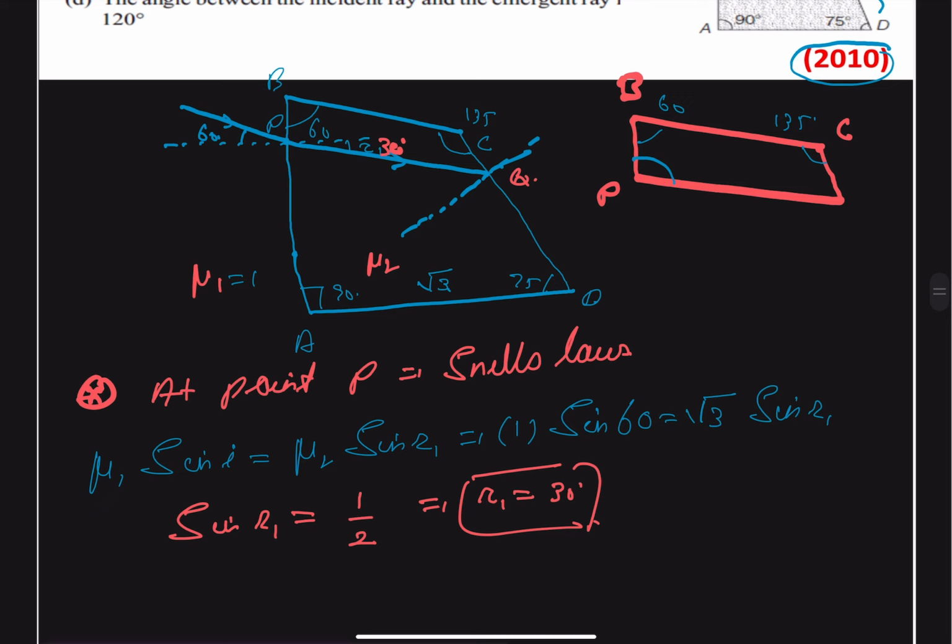So we get this will be our 120, and we can find out this angle, because the sum of the angles of a quadrilateral is 360. So therefore we can clearly understand that it has to be 45. So we got this angle as 45.